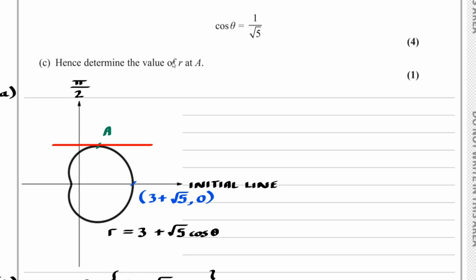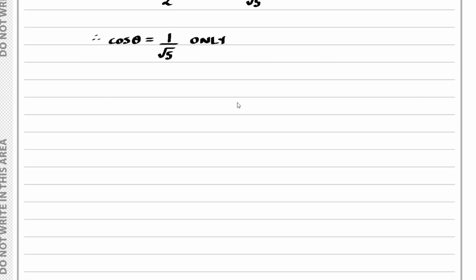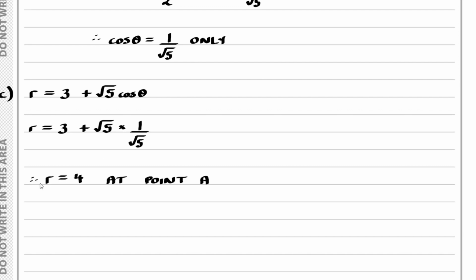Part C, hence determine the value of r at the point A. Well, I know for part C that r is equal to 3 plus root 5 cos theta. And I know what cos theta is, that's 1 over root 5. So I've got r equals 3 plus root 5 times 1 over root 5, which means r is equal to 4 at the point A.